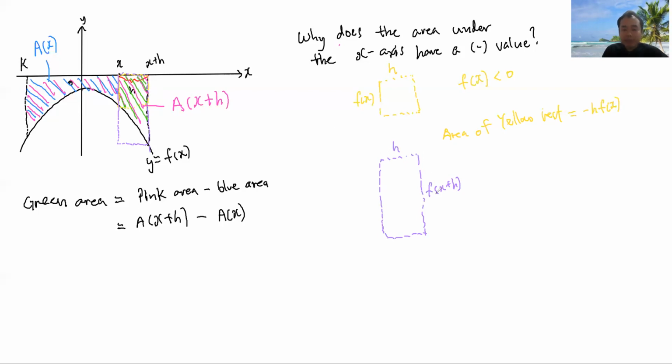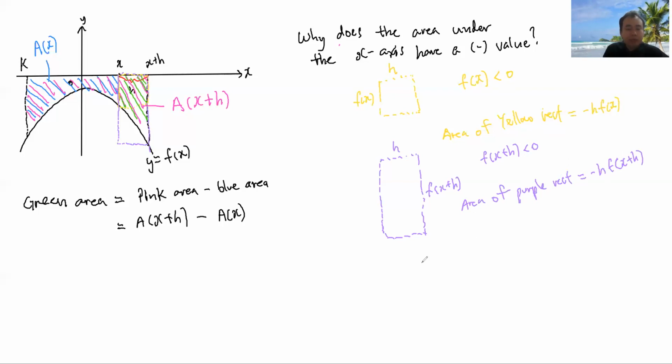Okay, so the area of this purple rectangle is, oh, I forgot to say that f of x plus h is also negative, right? Same reason as why f of x is negative. So the area of the purple rectangle will be negative h times f of x plus h, right?